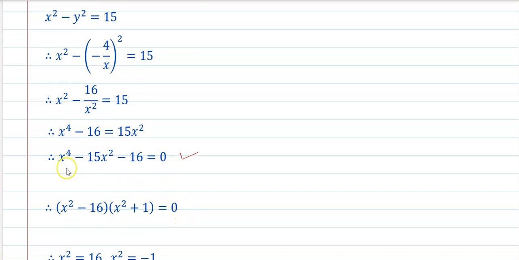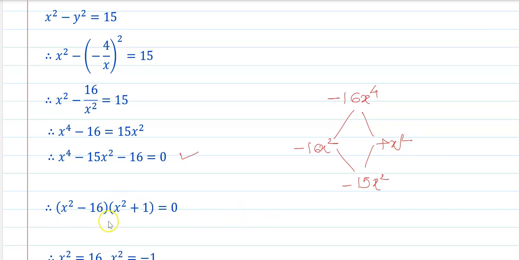Again, the factors of this: the multiplication of the first term and last term is minus 16x raised to 4. Okay. And what about the middle term? The middle term is minus 15x square. Now the product of these two numbers is minus 16 and their sum is minus 15. Then what are the factors? That is minus 16x square and plus x square. Okay. And therefore the factors are (x square minus 16) into (x square plus 1) is equal to 0.